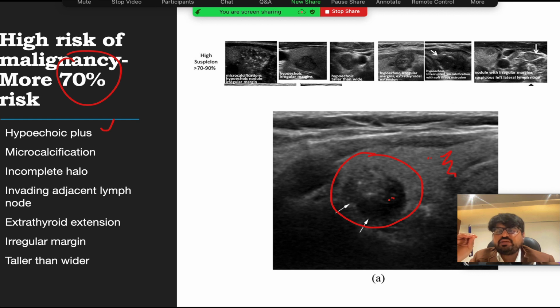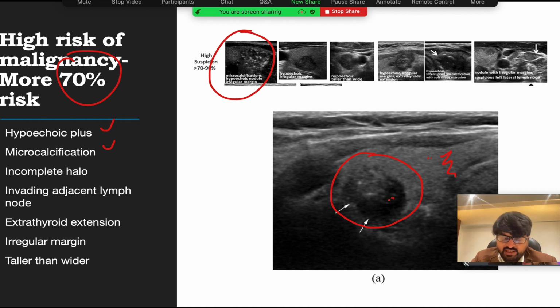Sometimes radiologists report that as echogenic, right? I think that's a wrong word to use. They should either report that as hyperechoic, isoechoic, or hypoechoic, and that is something very important. Again, microcalcification, so you can see here, small dots of calcification. Again, these calcifications generally suggest the possibility of papillary thyroid carcinoma. Again, they are more likely to suggest a malignancy.